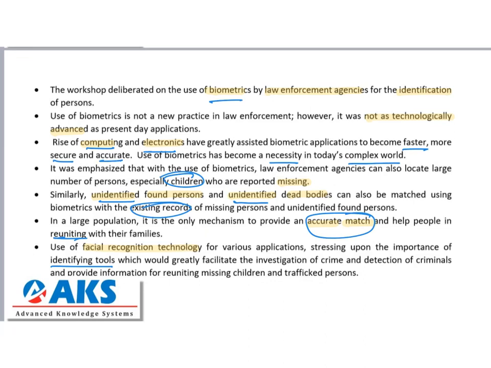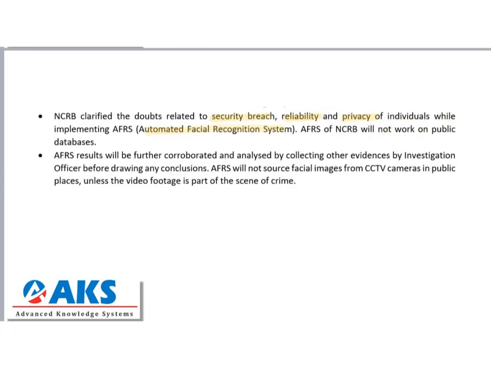Also, the use of facial recognition technology for various applications, stressing upon the importance of identifying tools which would greatly facilitate investigation of crime and detection of criminals and provide information for reuniting missing children and trafficked persons can also be undertaken. However, the National Crime Records Bureau has also clarified the doubts expressed by many people related to the security breach, reliability, and privacy of individuals being hampered while implementing the automated facial recognition system. The NCRB said that the automated facial recognition system will not work on public databases.